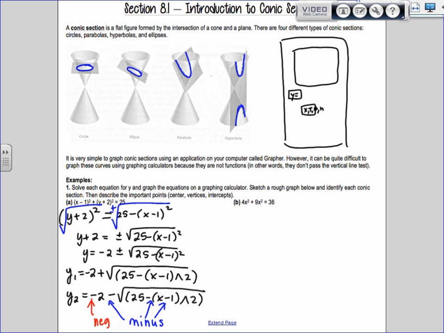Okay, so you're going to do negative 2 plus the square root of parenthesis 25 minus parenthesis x minus 1 squared parenthesis. Okay. And then the other one, you're going to do negative 2 minus the square root of 25 minus parenthesis x minus 1 squared parenthesis.